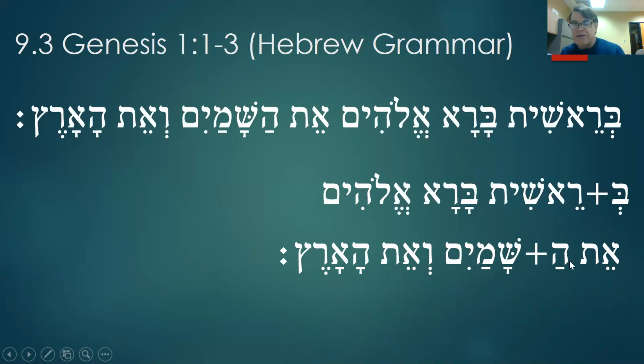Now, these ets are what are called definite object markers. You don't translate them, and they're implied in the word the. What's a direct object? A direct object is what receives the action of the verb. God created what? He created heavens. God created what? He created earth. And so the answer to that question, what, is the direct object in a sentence. And so the et basically says direct object approaching. And there are two direct objects here, a compound direct object, heavens and earth.